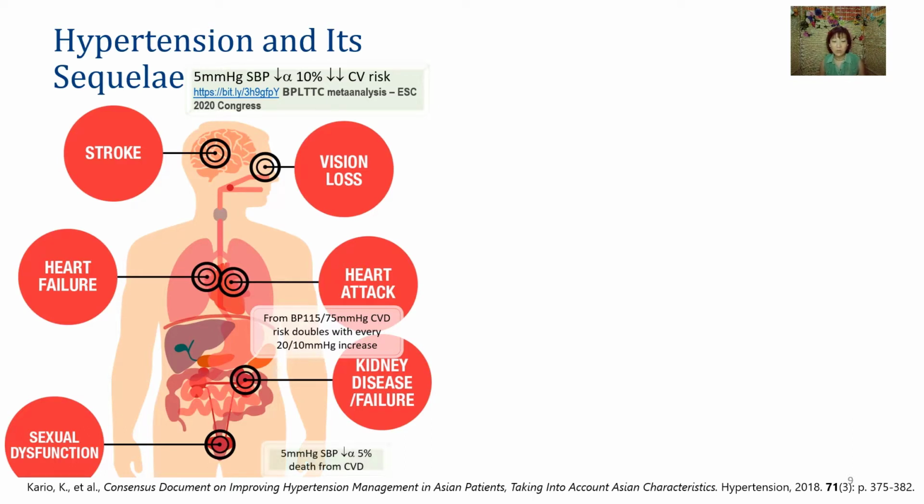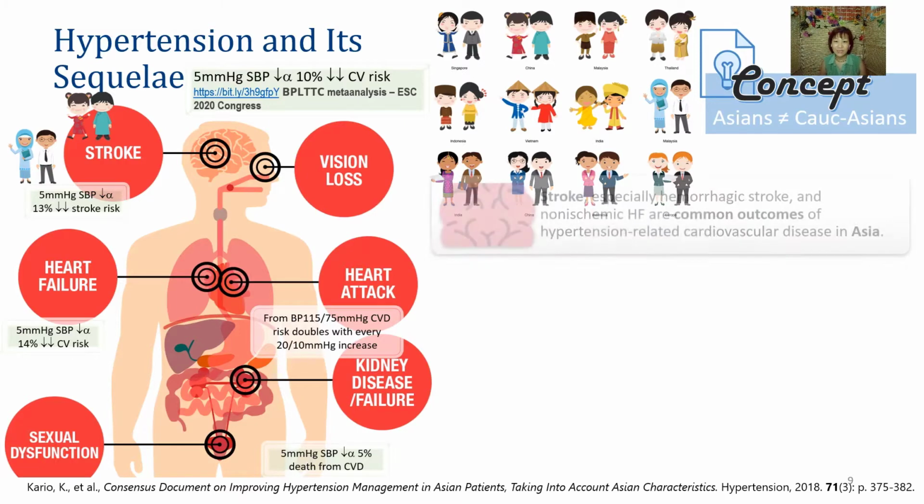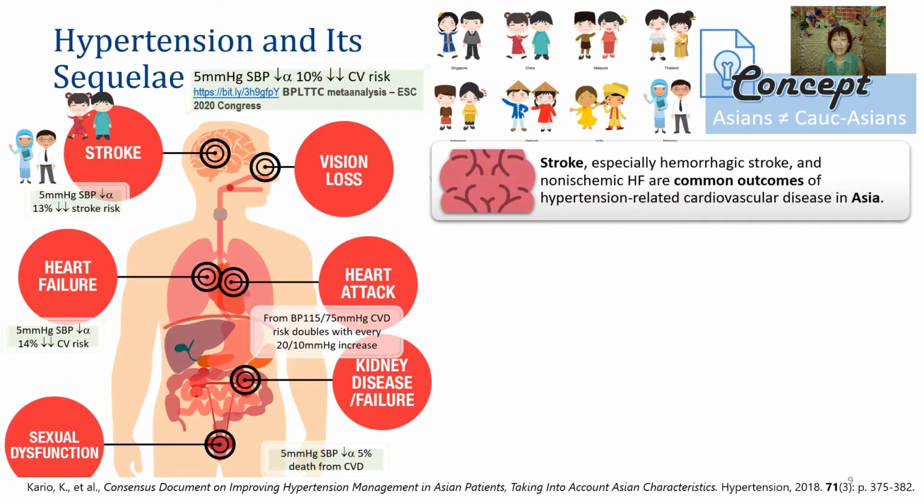Every 5 millimeters mercury systolic blood pressure reduction is proportionate with a 5% reduction in death from CVD. Every 5 millimeters mercury systolic blood pressure reduction is proportionate to a 15% reduction in CV risk, and likewise a 13% reduction in the stroke risk. Now, I want to bring to mind that the stroke risk reduction is critically important in Asians. Why? Because Asians are not Caucasians, right, boys and girls? The most important thing is stroke, right? Especially hemorrhagic stroke and non-ischemic heart failures are very common outcomes in hypertension-related cardiovascular disease in Asia.